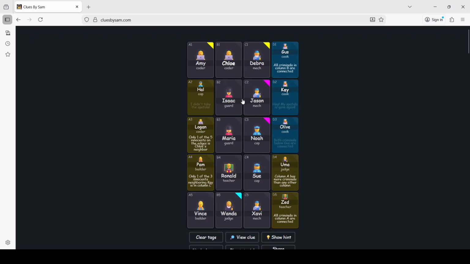So if Wanda is innocent and Chloe is guilty, then... no. So if Wanda and Chloe were both criminals, Isaac, Maria, and Ronald would all have to be criminals, but then column A could not exceed that. I guess we kind of already knew that, but still knowing that all the criminals are connected is going to come in handy here.